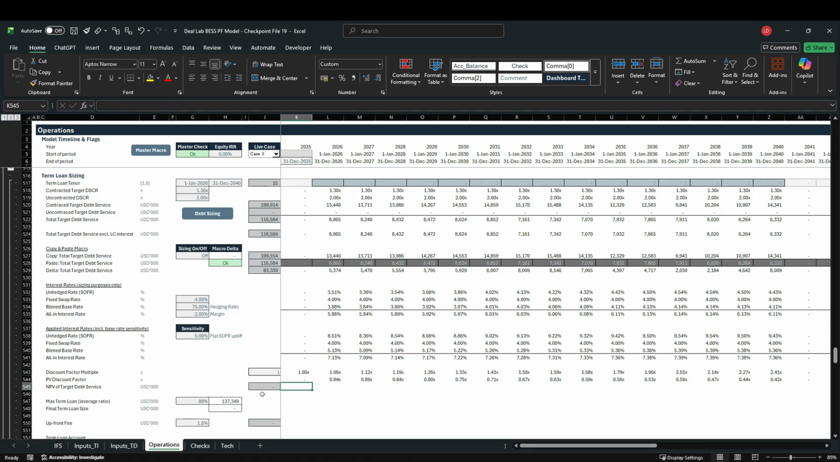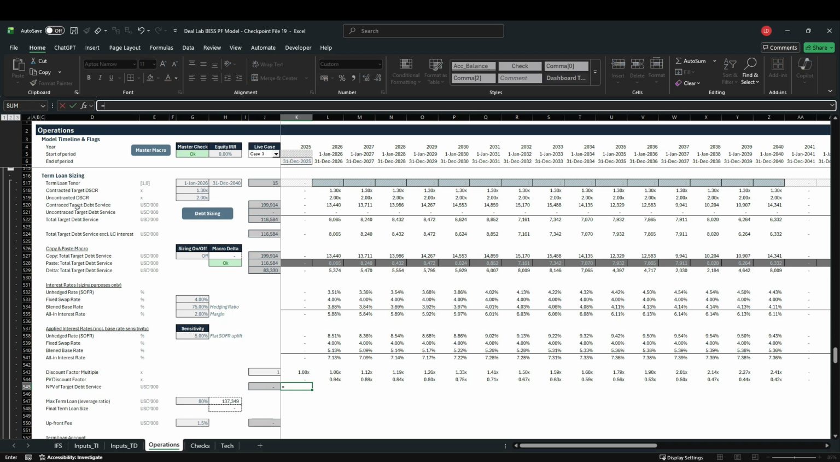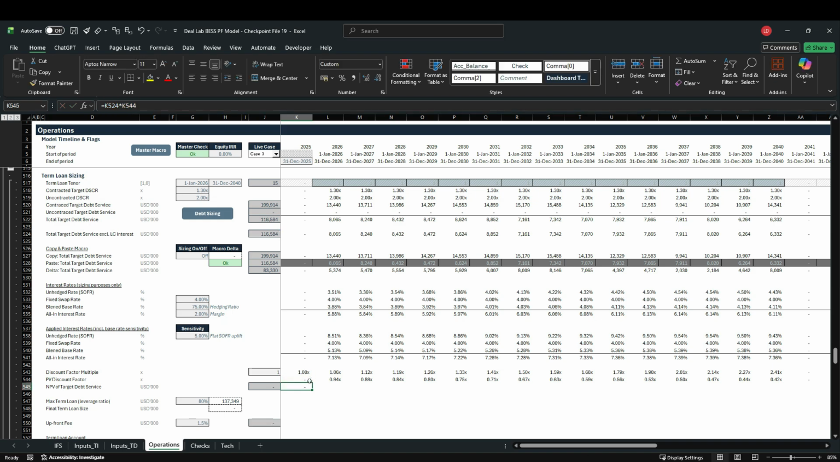And that is simply going to be equal to our total target debt service. And right here, watch out, we are going to use row 524, which is our total target debt service excluding any LC interest. So it's important for us to use our total target debt service after we have paid LC interest, which we'll model in a future lesson, but make sure that the linkage here is right. So 524 times the PV discount factor in row 544. Hit enter, drag this over, Control R.